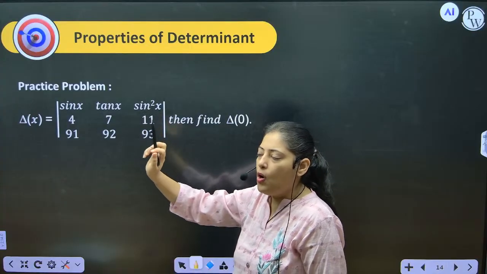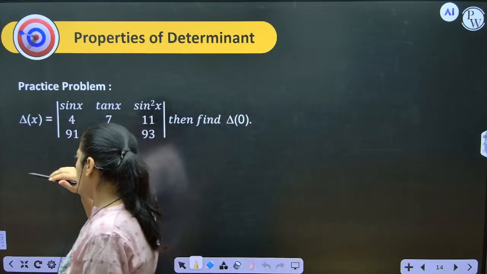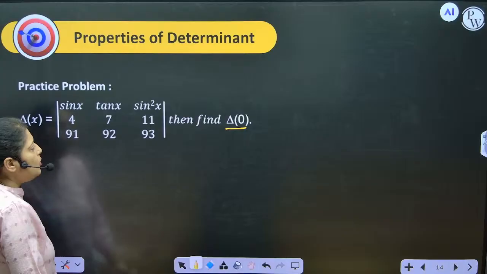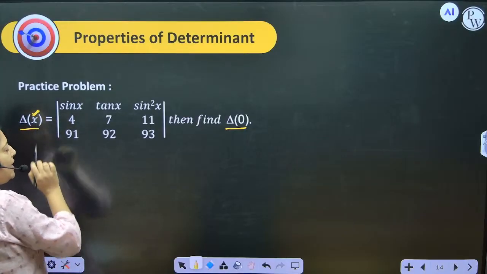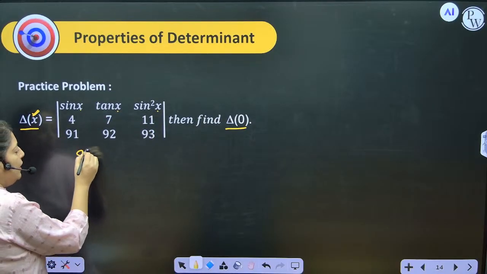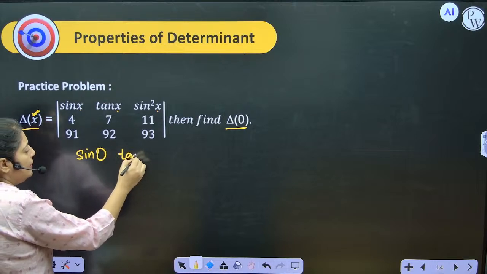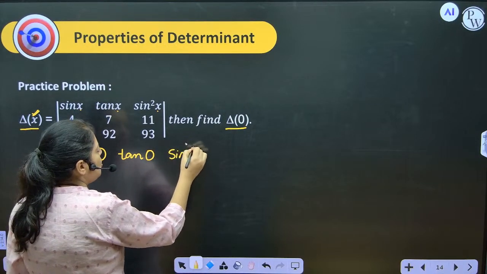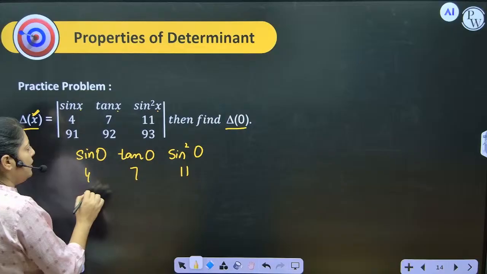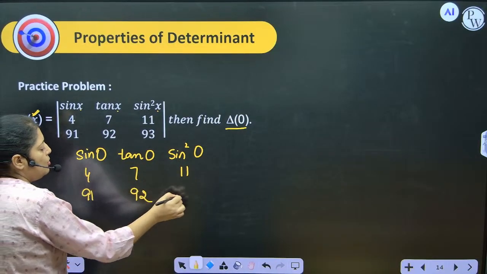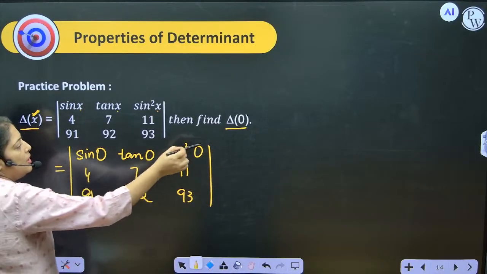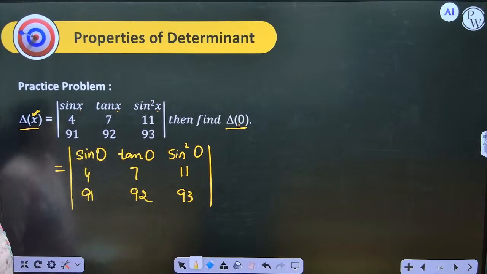See, what we have to find is delta of 0. This is delta of x. That means wherever x is there, I'll put the x value as 0. Okay, we'll do sine 0, tan 0, sine square 0, 4, 7, 11, 91, 92, 93. Simply we have put x value as 0.